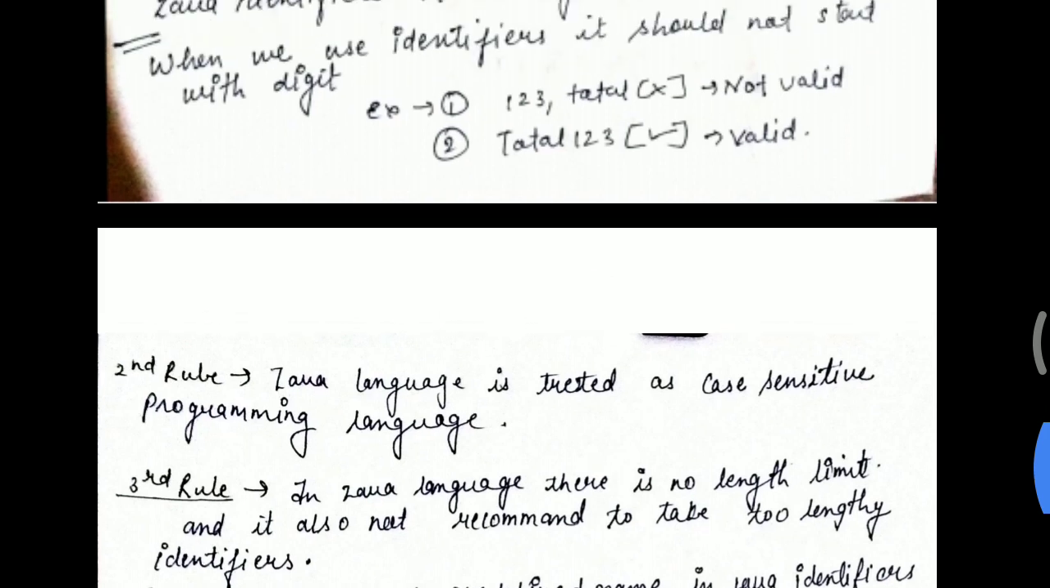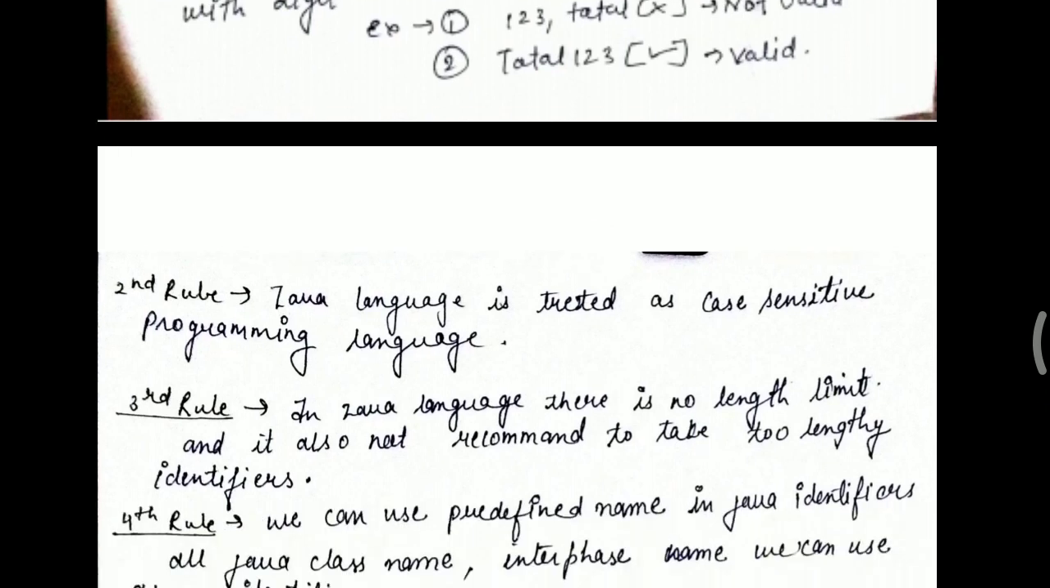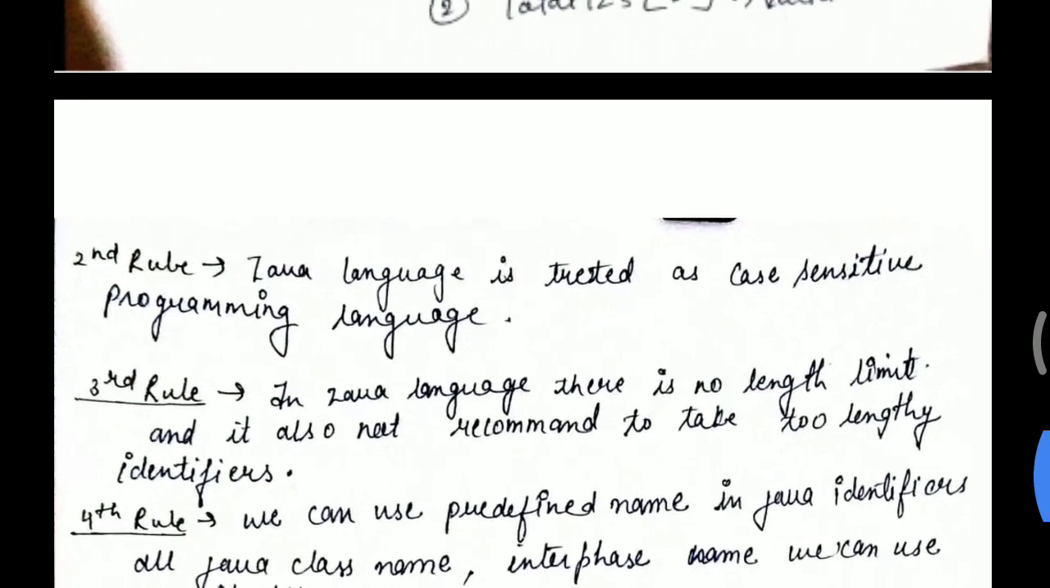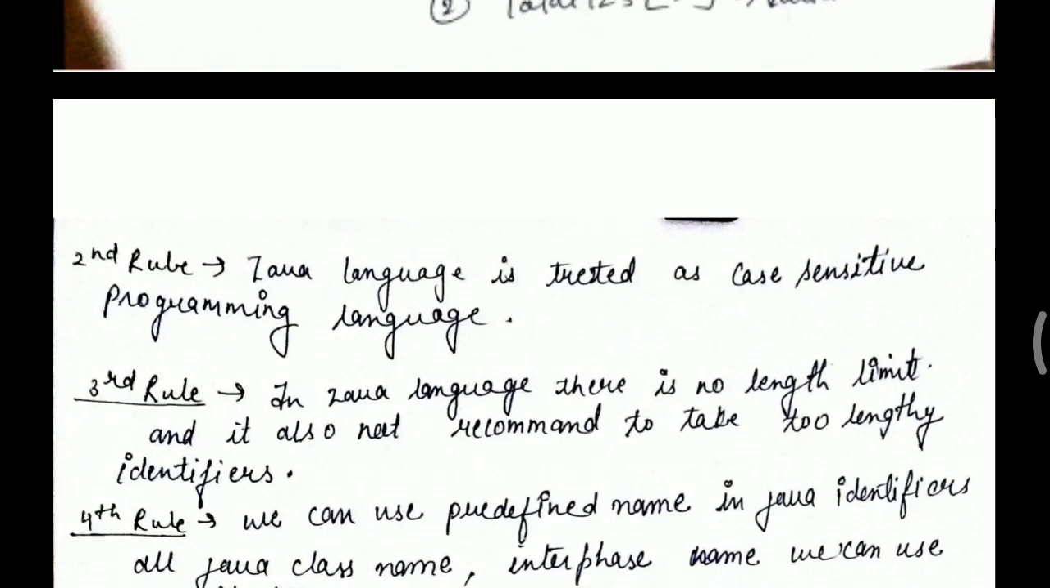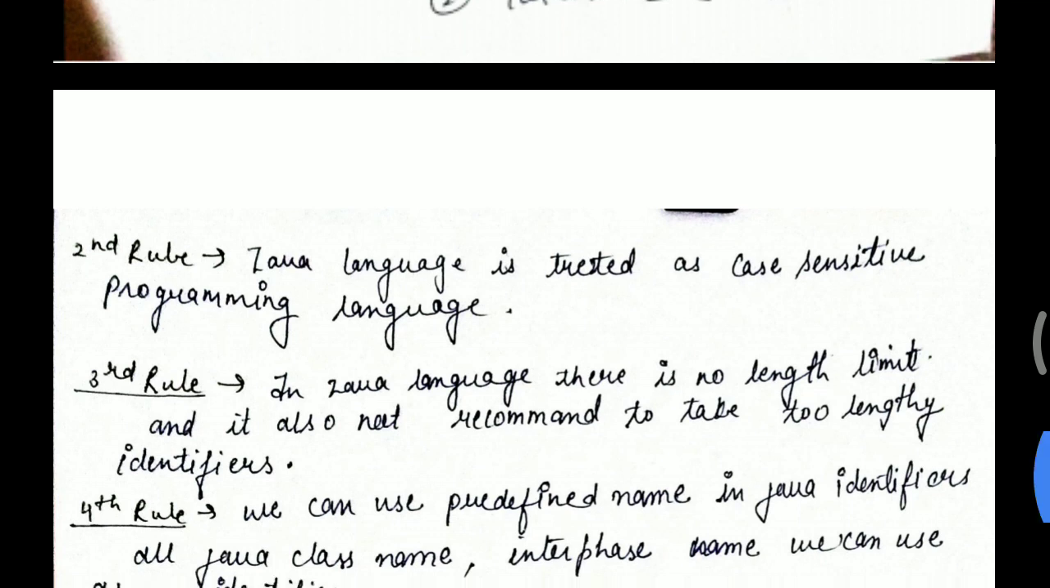And the second rule is that Java is treated as a case sensitive programming language. Means we are writing the program with int. If it is in capital letters, that will give false, means a compile time error. It will not run in a program.